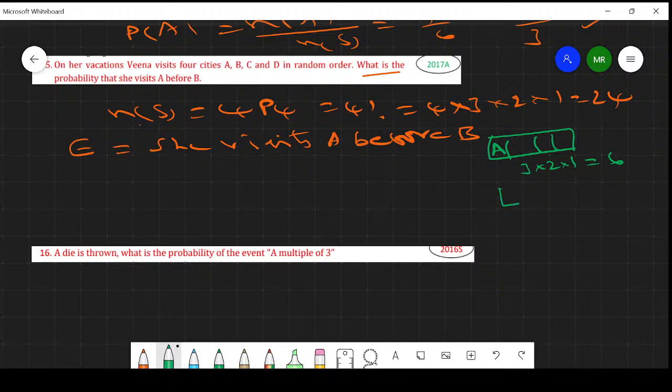Then I can consider another option also. You can see here, suppose I fix A here, and B I can fix in these 2 places. Because whatever C and D, she should always visit A before B. I'm fixing that she should visit A before B. I hope you understood this, right? I have taken B here.